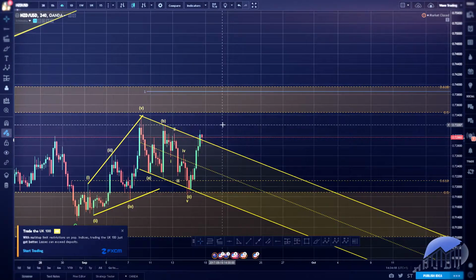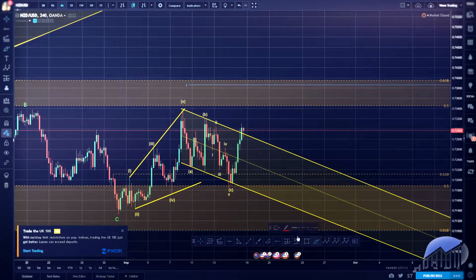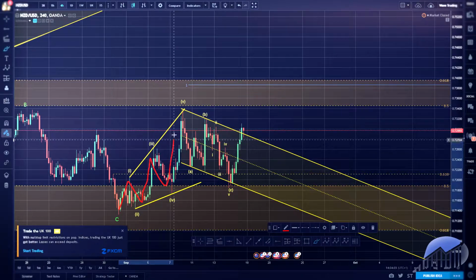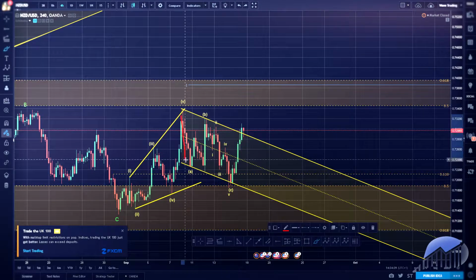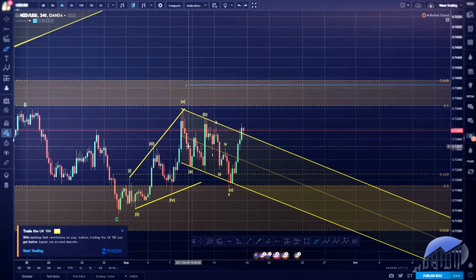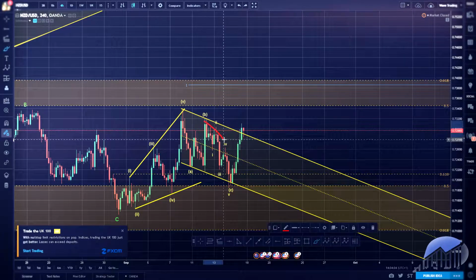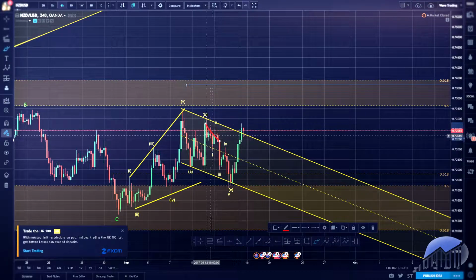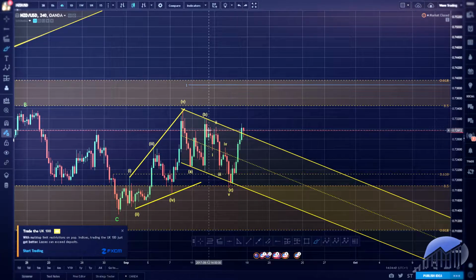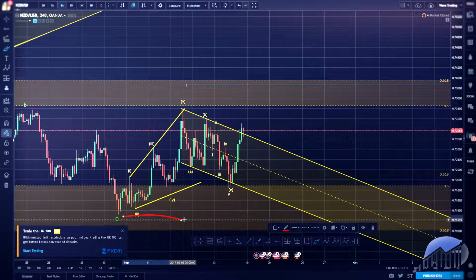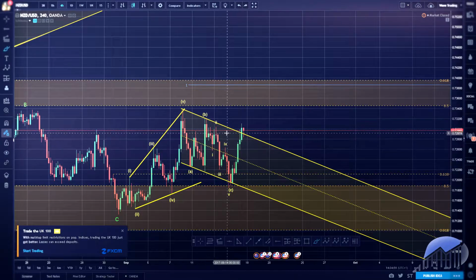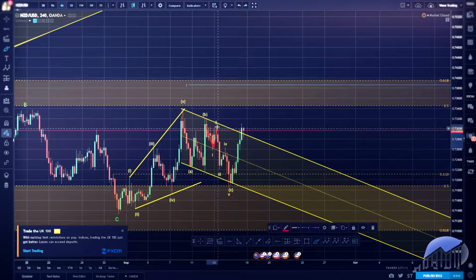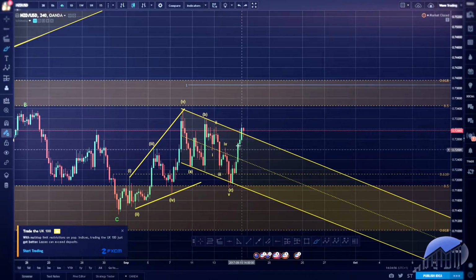If I just go through this count, it does look like this is an expanding leading diagonal. The trend lines work almost perfectly, and then we had this 3-wave correction. The place where I bought was here. It closed above on the 1 hour chart, and I went long here, but got taken out quite quickly. If my stop was here, I would still be in the trade, but it wasn't, so that's okay, because I'm having a look for re-entry now.